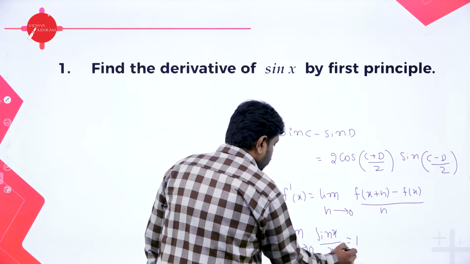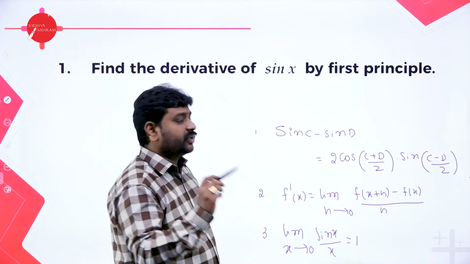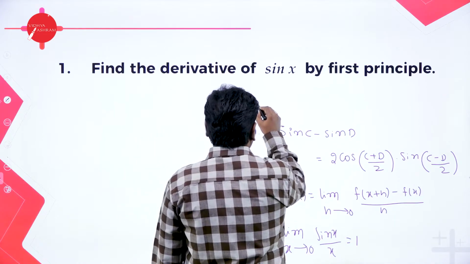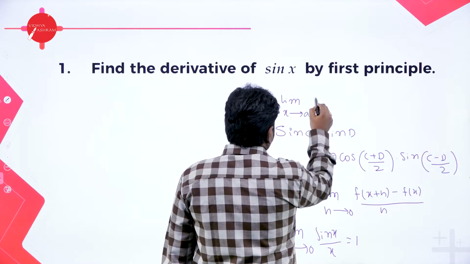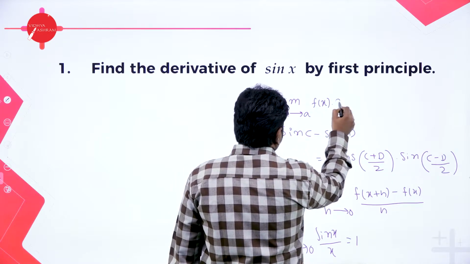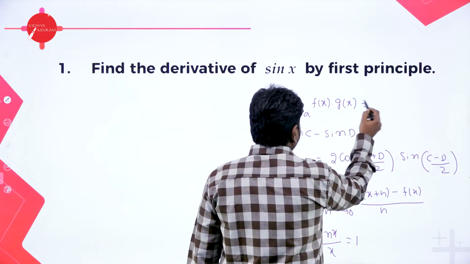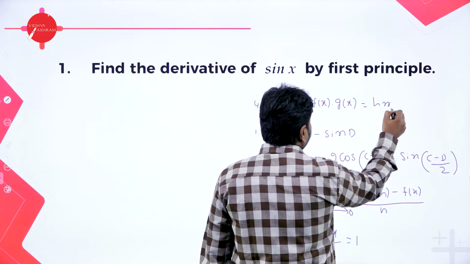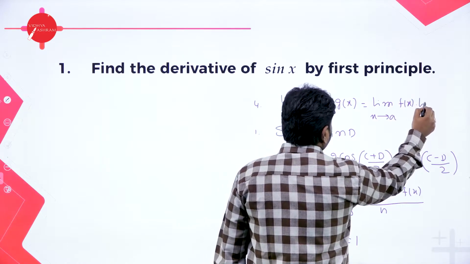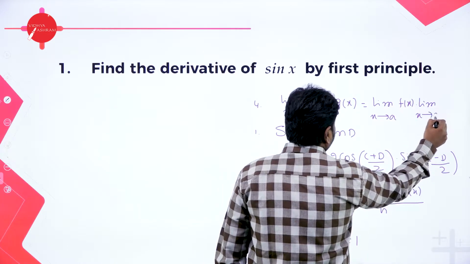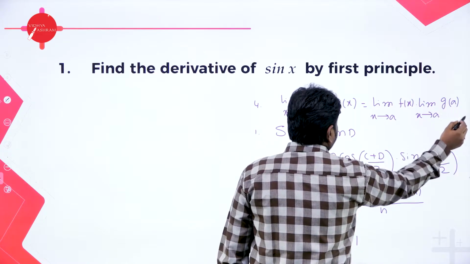Most important. And fourth one, you should know algebra of limits. Algebra of limits is what? Limit x tends to a, f of x into g of x means you can apply limit separately for f of x and you can apply limit separately for g of x. Limit x tends to a f of x into limit x tends to a g of x. Like this you can apply. So these are the 4 formats you should know.